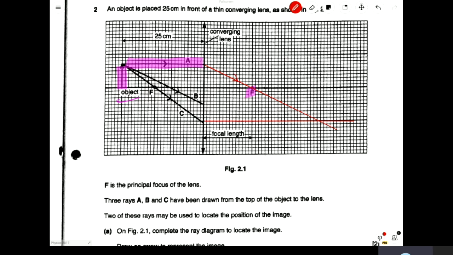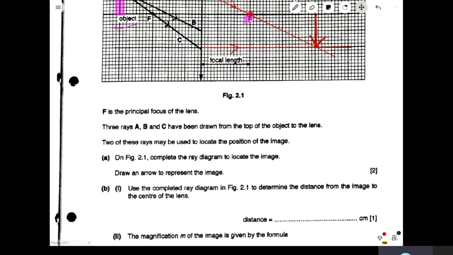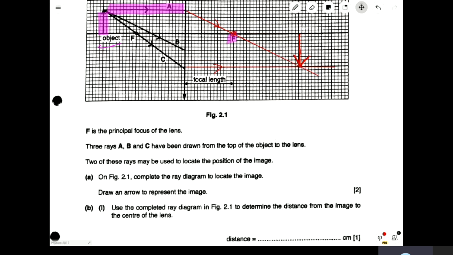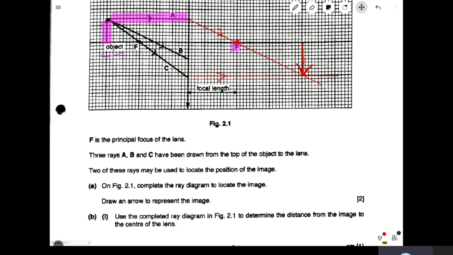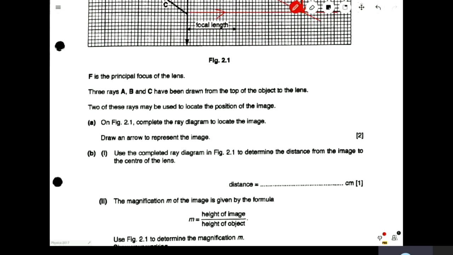Okay, so the arrow is like this, right? Remember, you must have one that always passes through the first focal point. Yeah. So where's the image? It's here. Is it over here? Okay. Is that right? Yeah. So draw an arrow to represent the image. Use the completed diagram to determine. Okay, this one you must measure, right? I don't know how to. I mean, I can't measure. It's not to scale. You measure the thing, you get 38 cm.